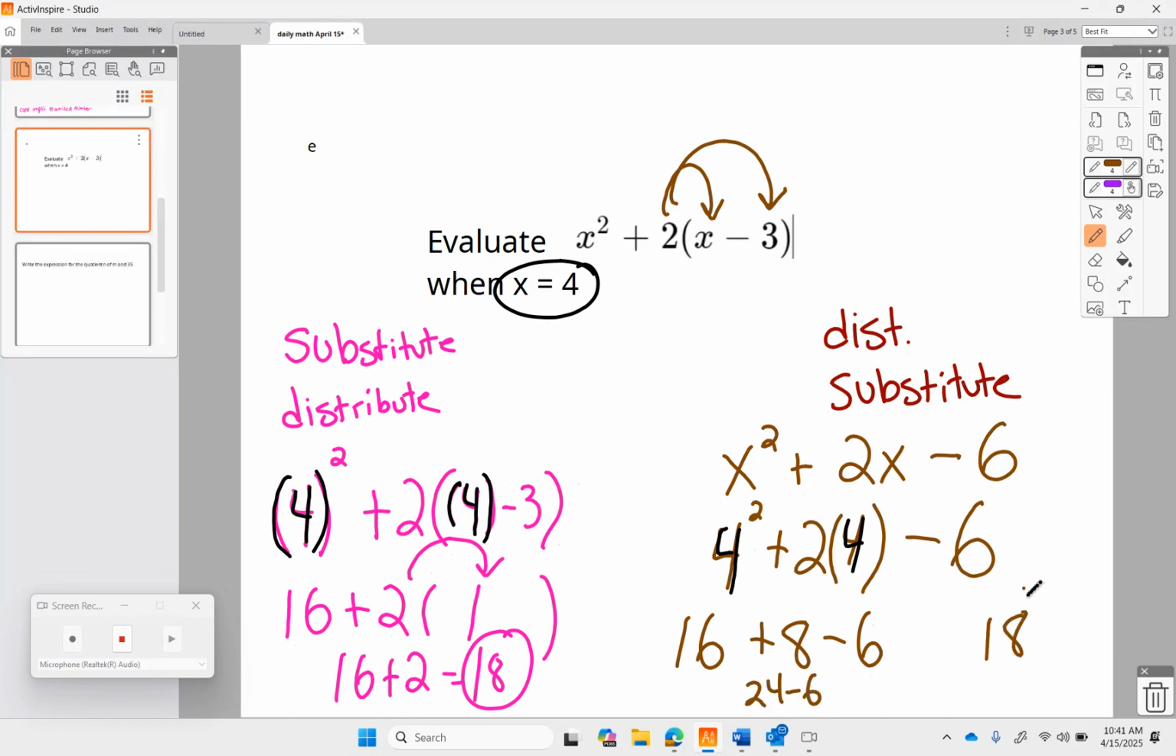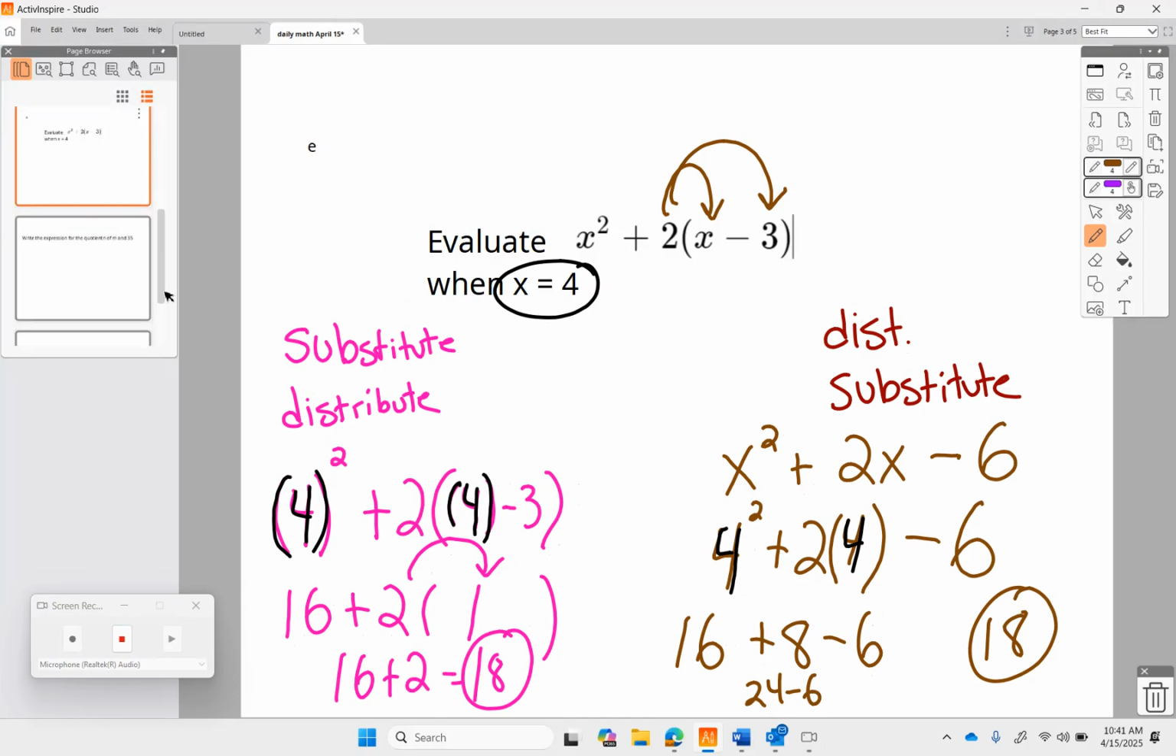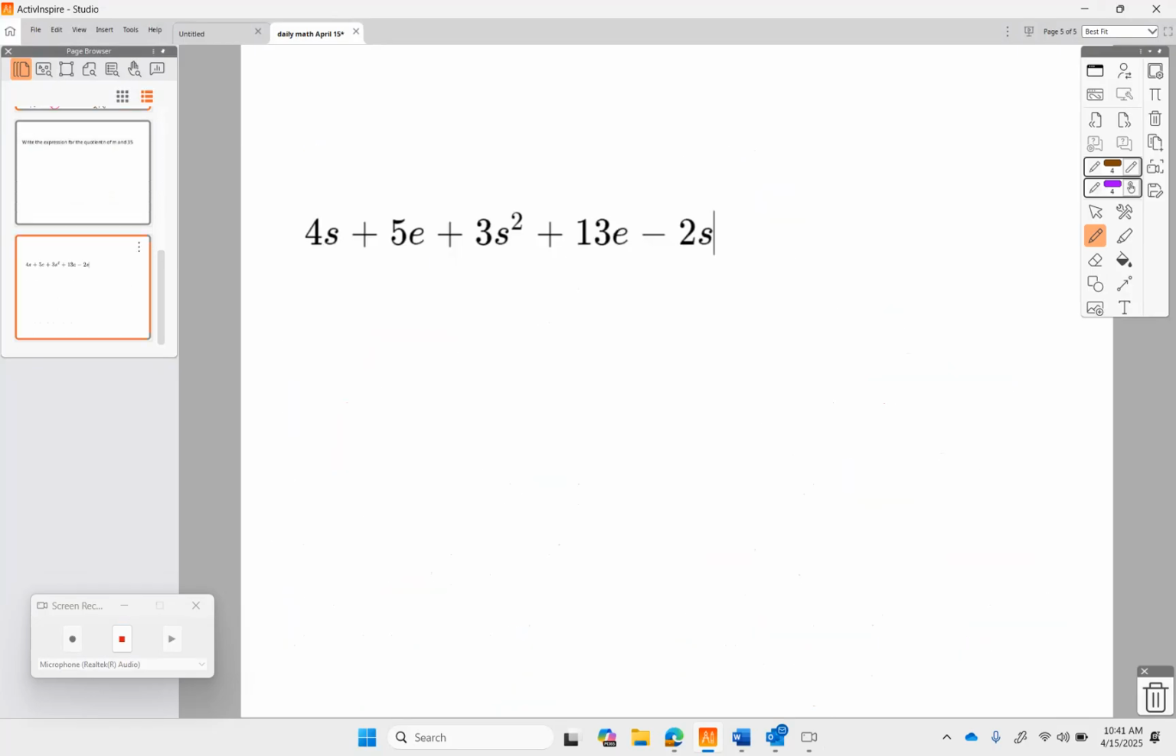So this is why you can substitute and then distribute, or distribute and then substitute. If you substitute and then distribute, you don't have to worry about this positive times a negative, and you don't have to worry about putting parentheses. And then I feel like I skipped a problem. When I type these up, I will look at the photo I took of what was on the board. I feel like I might have missed one.